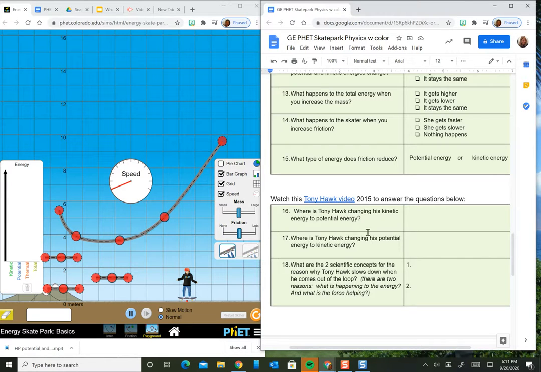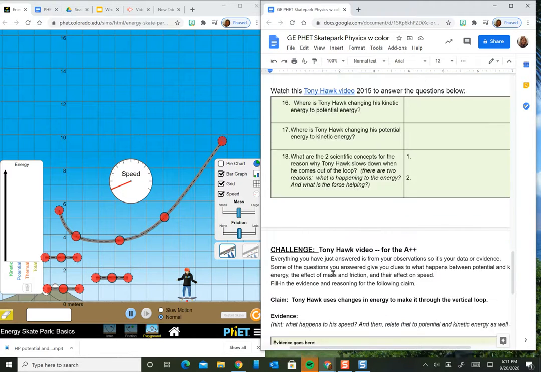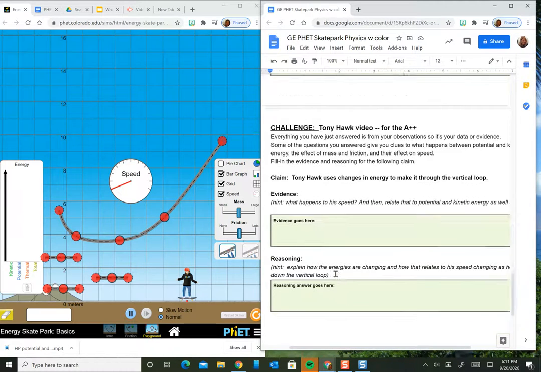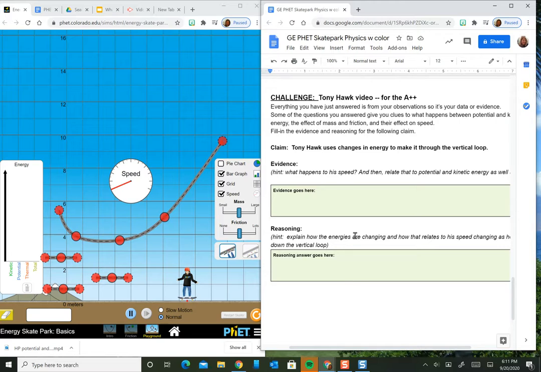And he's doing a vertical loop in this video. It's actually pretty cool. So you're watching the video and answering these questions. And then for the A++, there's a little bit of extra credit, like 5 points of extra credit. You can try these questions here for this claim. Tony Hawk uses changes in energy to make it through the vertical loop. So what's the evidence for that? What did you see, right?